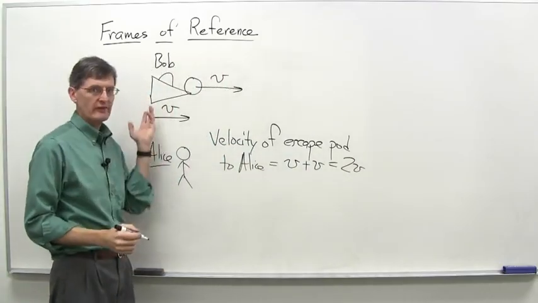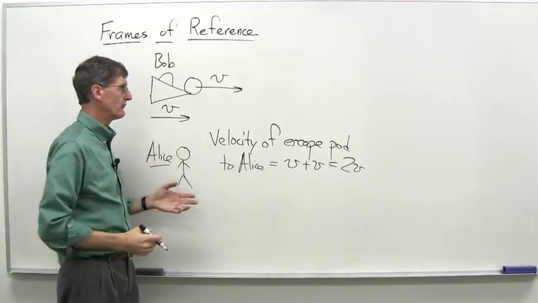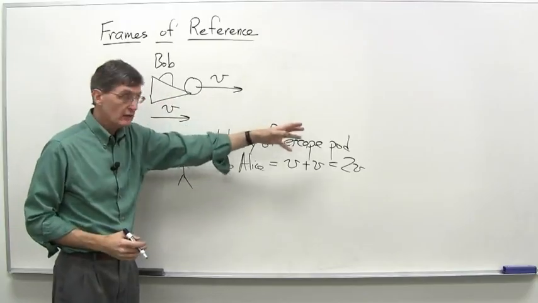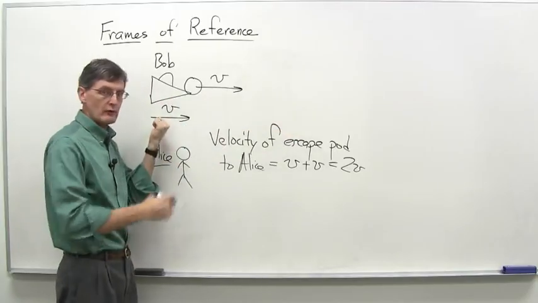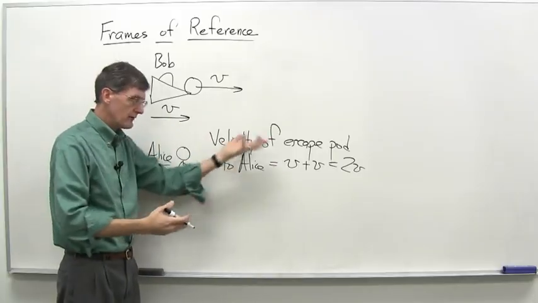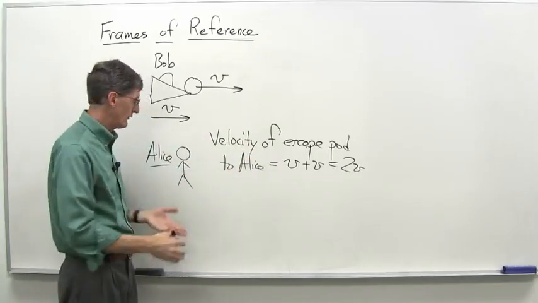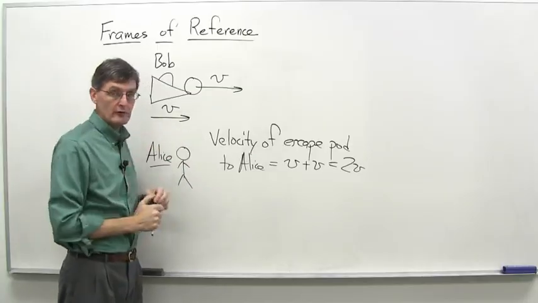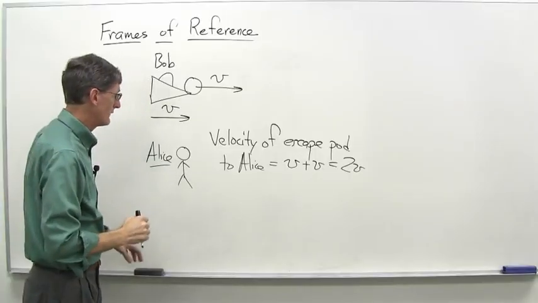And we've chosen the same velocities in this case, but it works for any velocities. We could say, maybe the escape pod is shooting off at 3v, and Alice sees Bob going by at velocity v, then it's v plus 3v, and you get 4v. So that's the velocity of the escape pod as Alice sees it going along there.